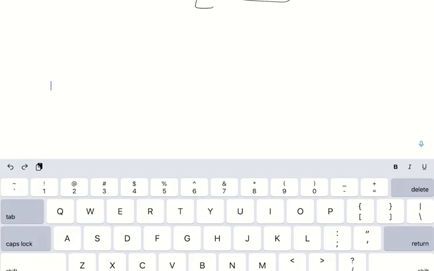So next is cluster sampling. When we have a very large population, then cluster sampling is used.